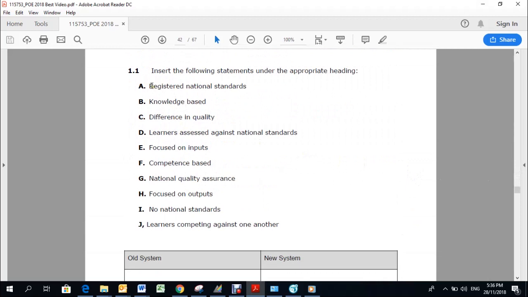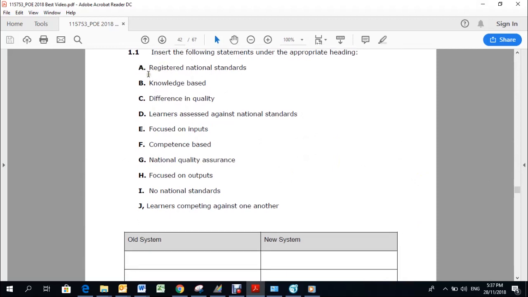So A says, okay, let me read the instruction. Insert the following statements under the appropriate heading. So instead of writing the whole thing, you're going to just write a letter A. You write it here, if it is the answer for that. So now let's look at it. Registered national standards. We are looking at, was the old system doing that or is the new system doing it?